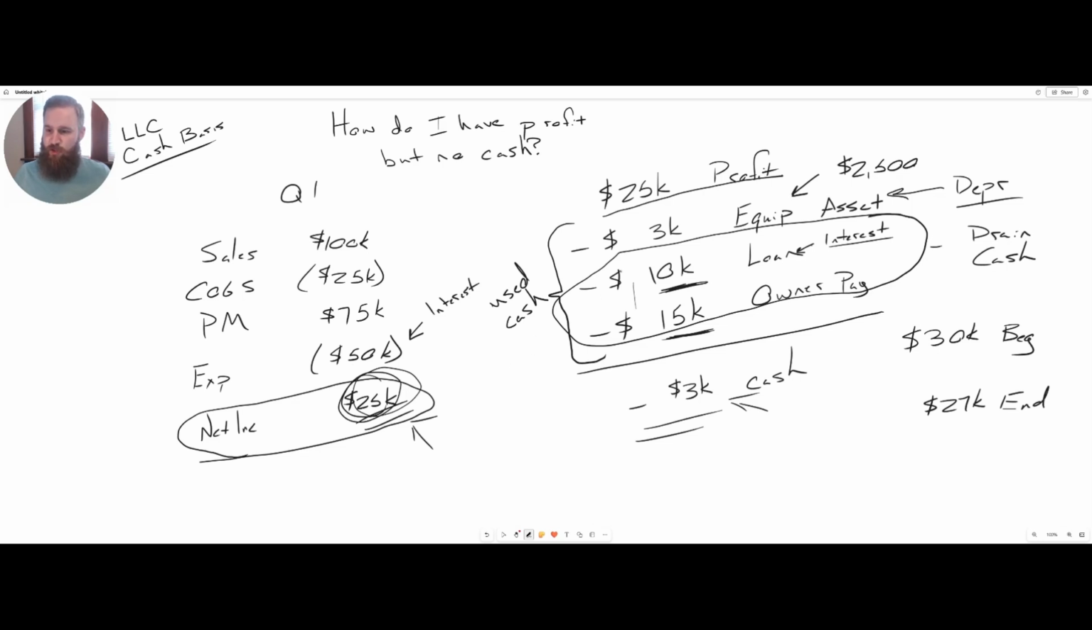Okay? So let's say you eliminate this and you have $10,000 in loan interest. So we're just going to remove this altogether. You have $10,000 in loan payments and $15,000 in owner draw. So you have $0 in cash every single month, or at least for this quarter. You got $0 in cash for the quarter.